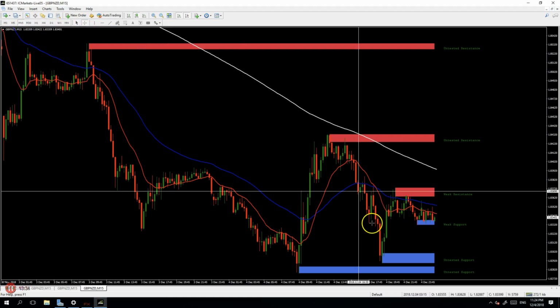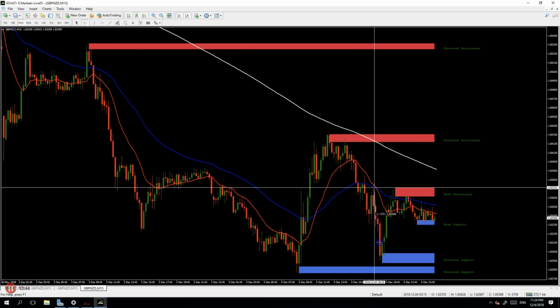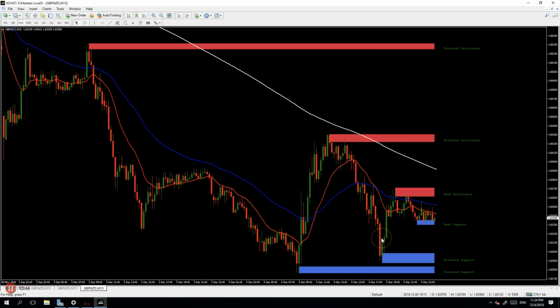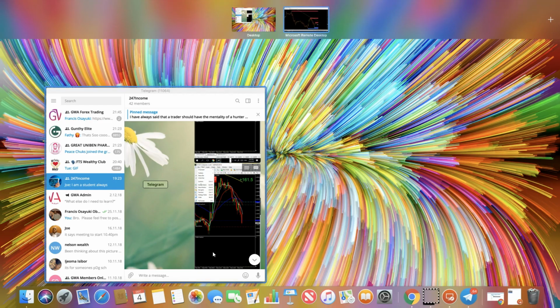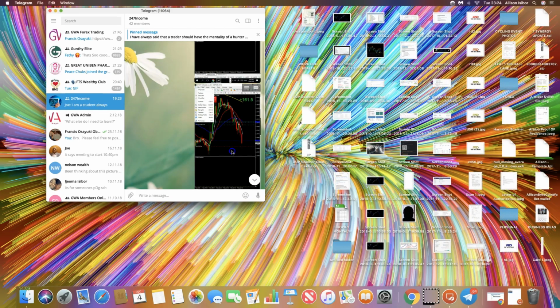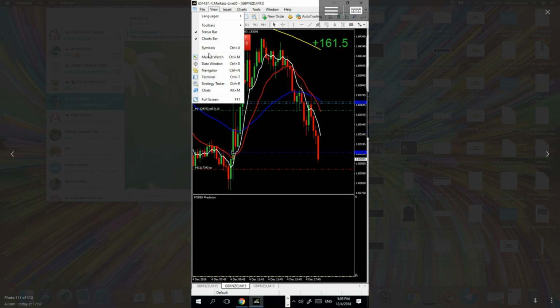How many pips from here to here? There was almost 70, 80, 70 pips from there. But I think I caught just under 60 pips, and I had about 3 positions open. So I got about 160 pips, if you know the math of what I'm talking about. So this is the strategy I have used to get this 161 pips today. So guys, I hope this is clear enough.